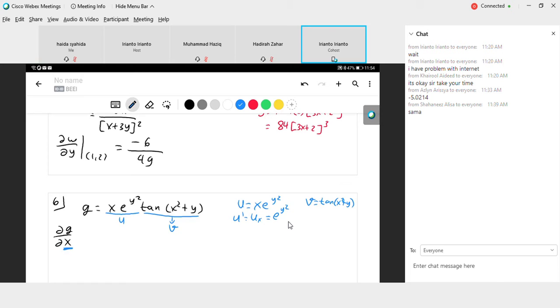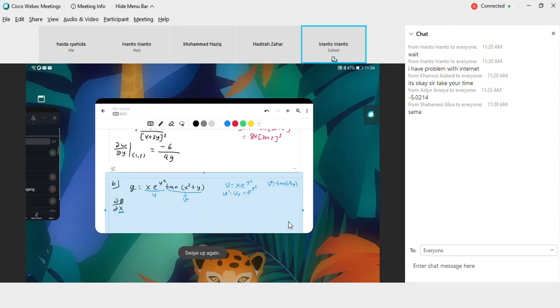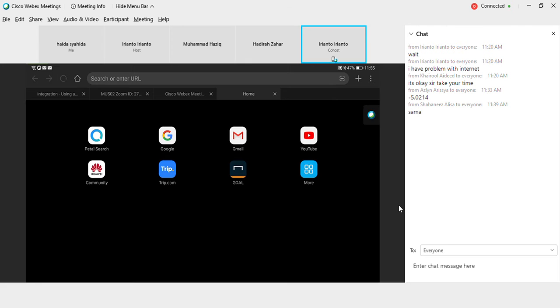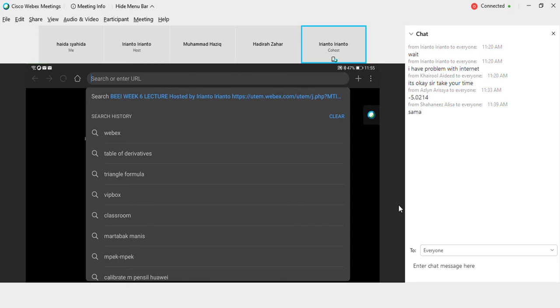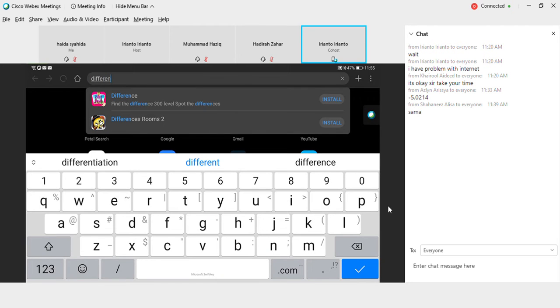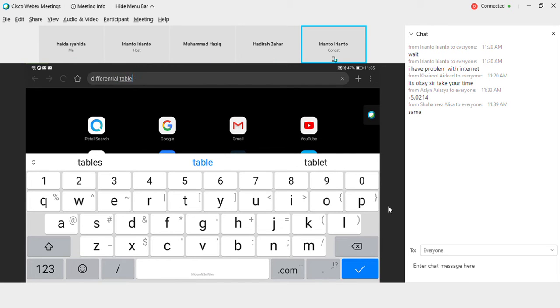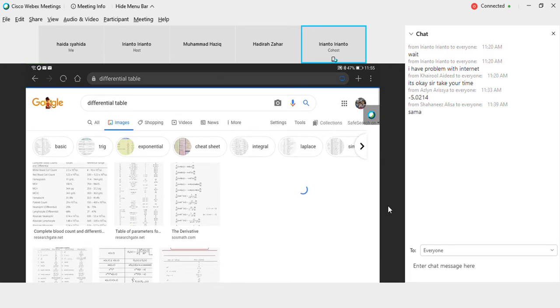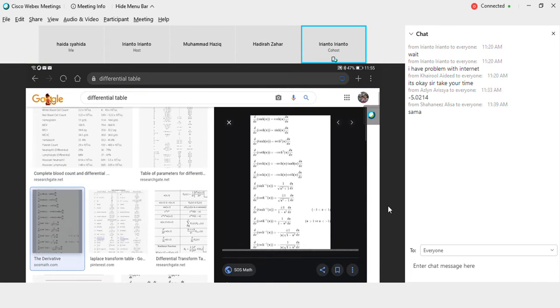Next time if you see this kind of question and you are confused about the tangent or anything, prepare yourself with the formula. You can simply Google a differential table. Just Google, prepare by yourself. There are a lot of differential tables, so let's see one at a time.